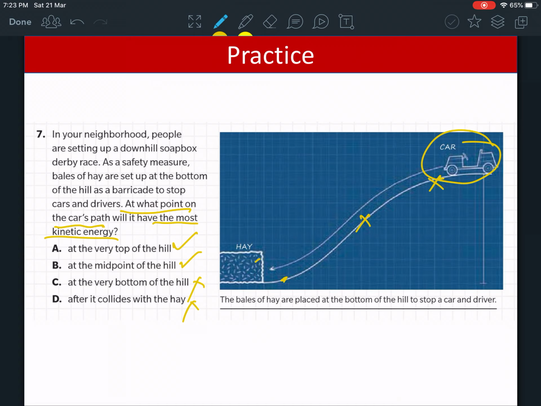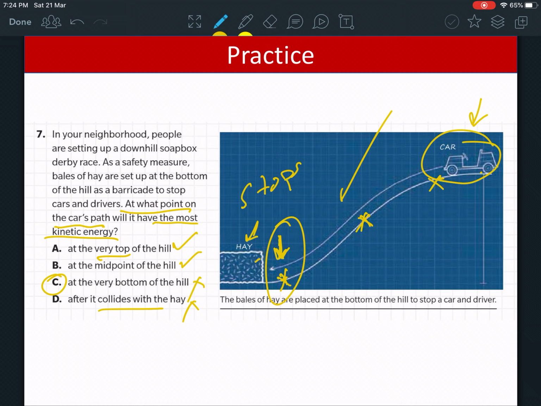Now when it's at the very top, it's potential because it didn't move yet. At midpoint, it has a high potential energy, but it keeps becoming faster until it reaches here at the very bottom. So this is the answer. It has the most kinetic energy right here. When it collides with the hay, it stops. So it has the most kinetic energy right before it hits, because it's at its fastest, because it took all the energy going down, the gravitational energy.